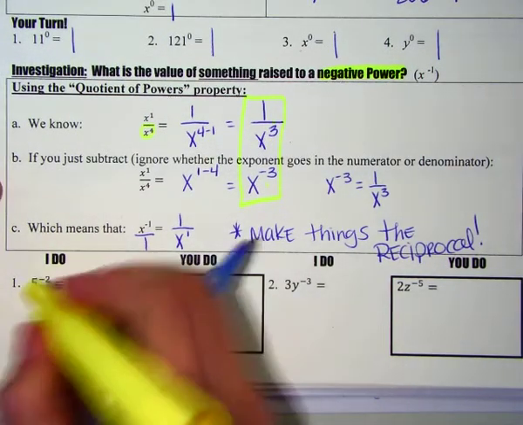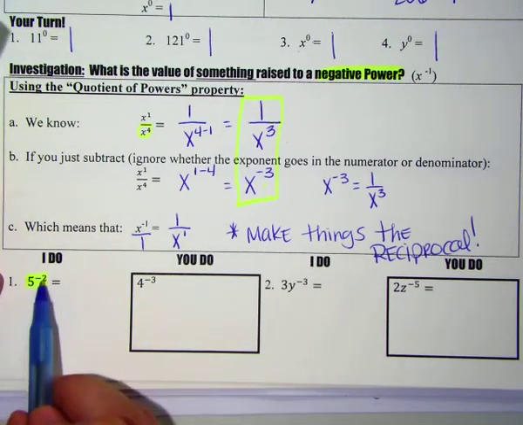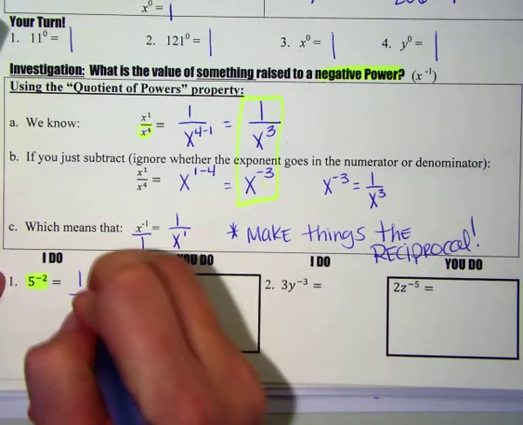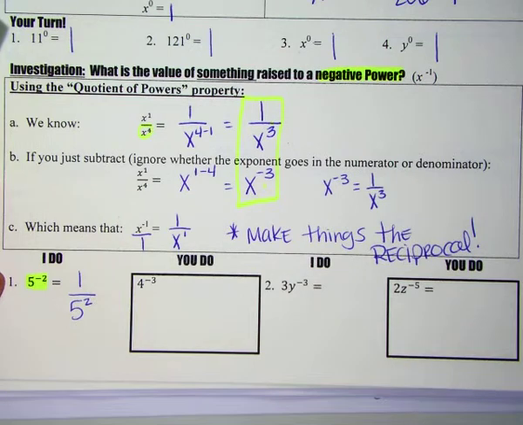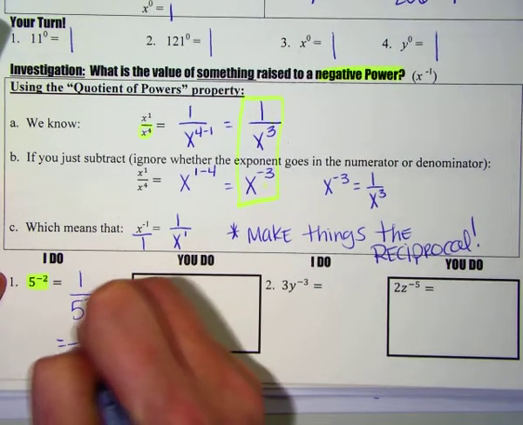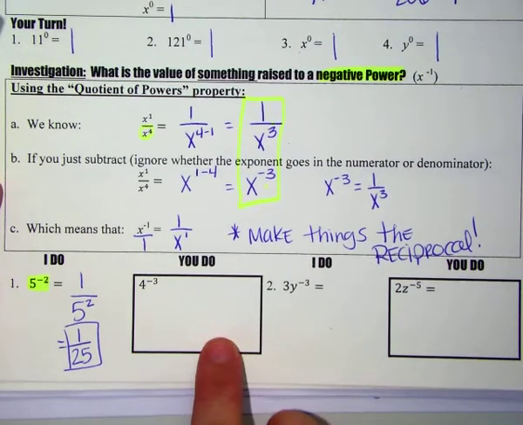What I like to do is I like to highlight the base with the negative exponent. So this is 5 to the negative second power. The negative 2 is going to make this the reciprocal, so it's in the numerator, so we'll put it in the denominator. But we know what 5 times 5 is, which is 25. You should do this one. Check the answer key.